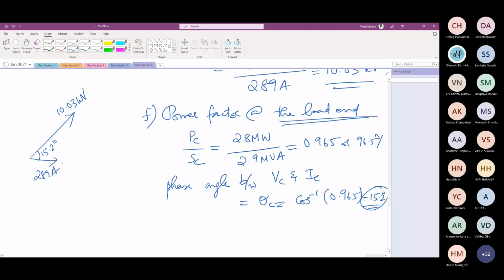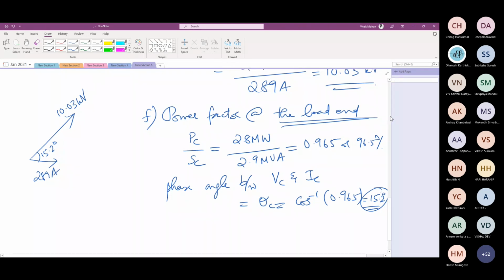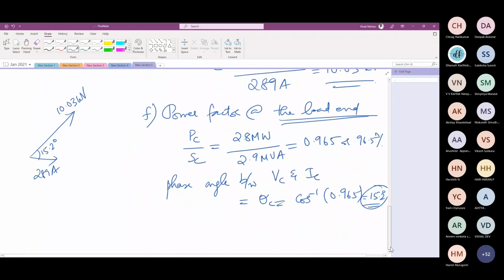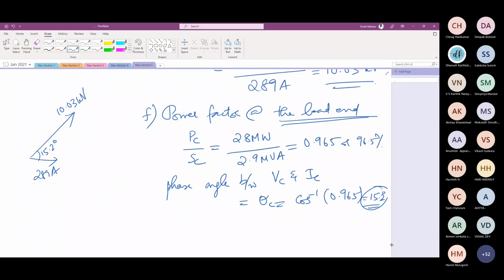So this is my load phasor diagram. This is my substation phasor diagram, with voltage and current. Using vector algebra also we could have found these values, but we used just active, reactive and apparent power to find the phase angle in this case. This is a simple approach, a power method to solve the circuit. Now I am going to stop my recording.